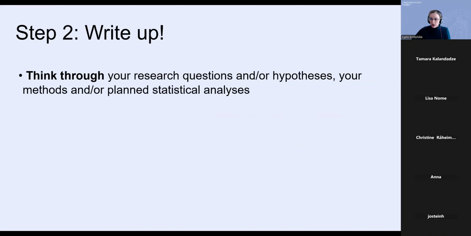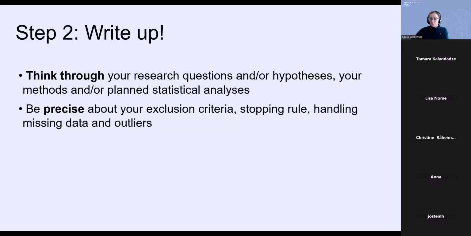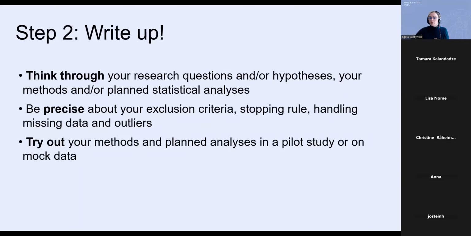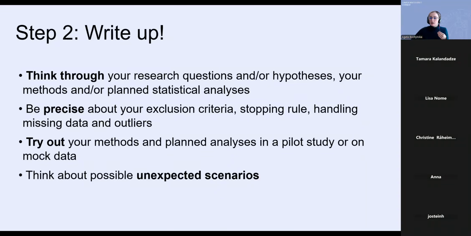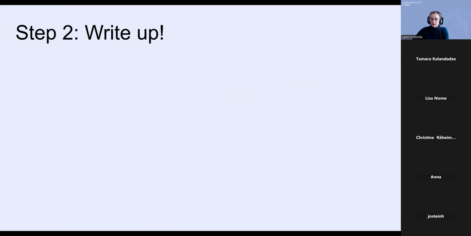Then, when you choose the right template that you will be writing up in, make sure you think through your research questions and hypotheses. Be as precise as possible about your exclusion criteria, stopping rule, handling missing data, and outliers. Try out your methods and plan analysis in a pilot study or on mock data, and think about any possible unexpected scenarios. We'll never predict everything. There will always be some things that pop up after you start your data collection or your analysis, but try to think about anything that might happen.